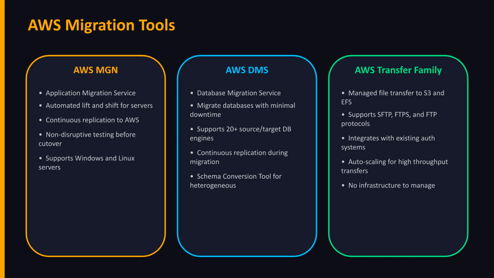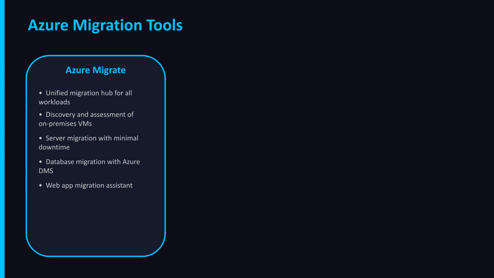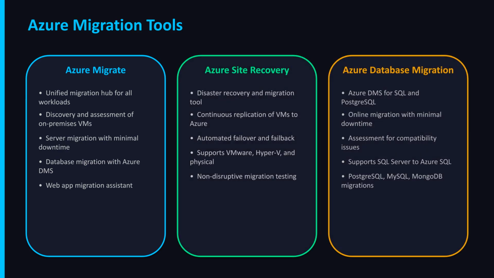Moving on to tools. This slide covers the key migration services for AWS. AWS MGN handles automated lift and shift for servers. AWS DMS is designed for database migrations with minimal downtime, and the AWS Transfer family provides a managed way to handle file transfers for your data. For those using Microsoft Azure, the primary tools include Azure Migrate as your central hub for assessment, Azure Site Recovery to ensure business continuity, and Azure Database Migration for streamlining the transition of your data platforms with minimal downtime.